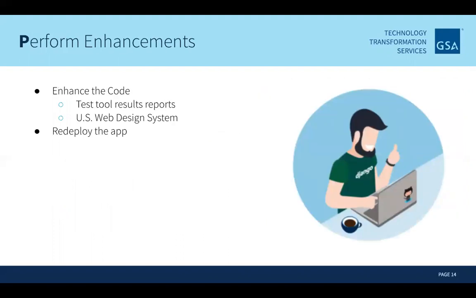ADAPT model phase 3, perform enhancements. So now that we've got our list of things that we want to fix, we want to enhance the code. We want to do continuous improvement. We want to do what's most important. And the way we're going to do that is we're going to pull in the test tool results, which will have the solutions, they'll have the fixes.